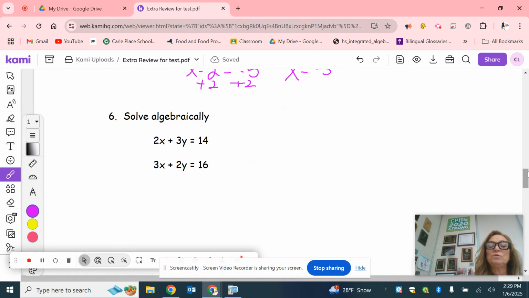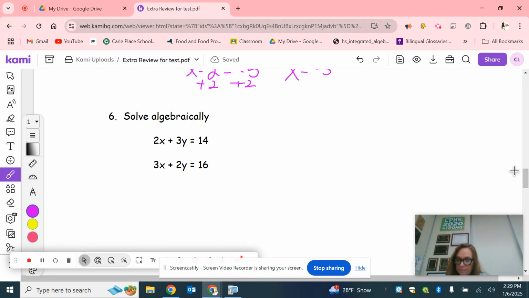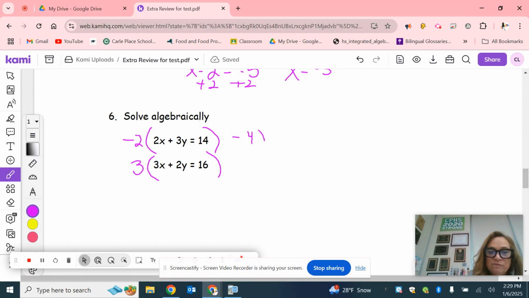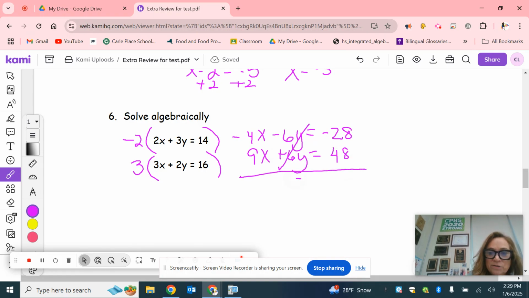All right, solve algebraically. I'm going to use additive inverses again. So, excuse me one second, this paper's making me crazy. All right, I'm going to multiply the top equation by -2 and the bottom equation by +3. So that gives me -4x minus 6y equals -28. That gives me 9x plus 6y, this is why I did it, equals 48. So that gives me 5x is the same as 20. Divide by 5, x equals 4.